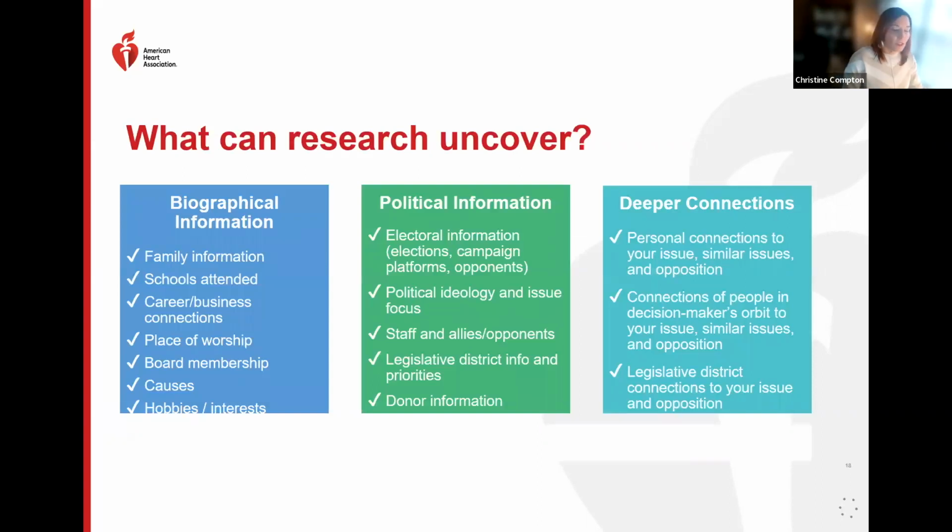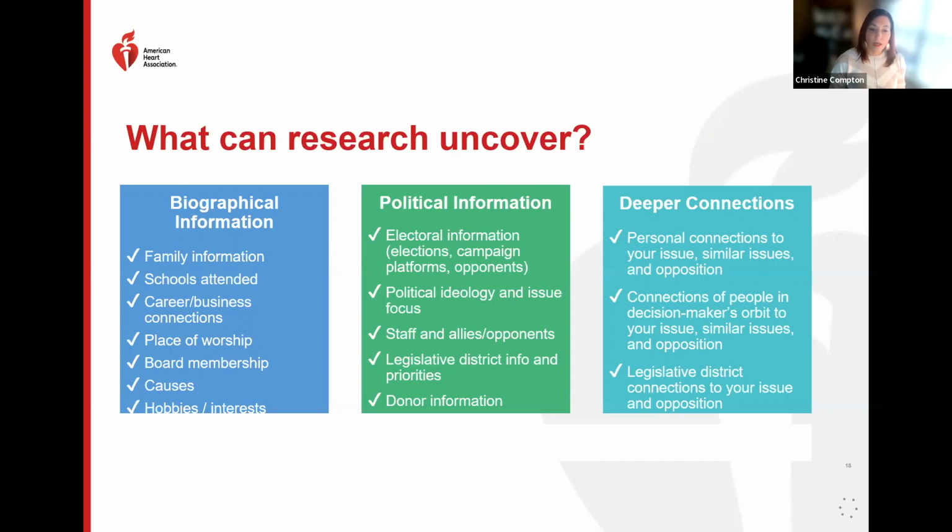So what can research uncover for us? There's a whole bunch of stuff, right, if we really start to dig in. All these things are going to overlap a little bit and inform each other, and they're just going to build kind of like layers of a Jenga tower. For each one, you want to consider what are the challenges or oppositions that your decision maker might have. So looking at the first section there, the biographical information, what's their family situation like?